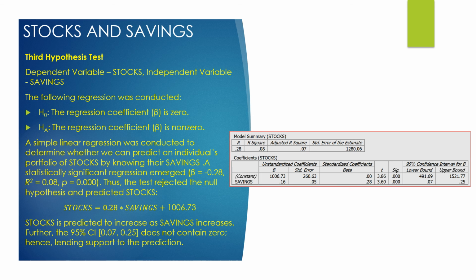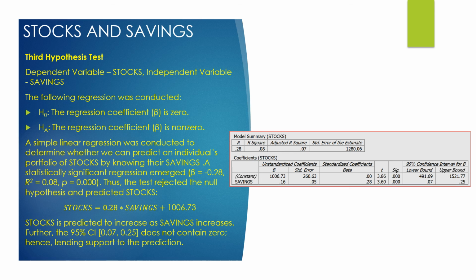The third hypothesis test is conducted between stocks and savings. The dependent variable is stocks and the independent variable is savings. The following regression was conducted. The null hypothesis is the regression coefficient is 0. The alternate hypothesis is the regression coefficient is non-zero.